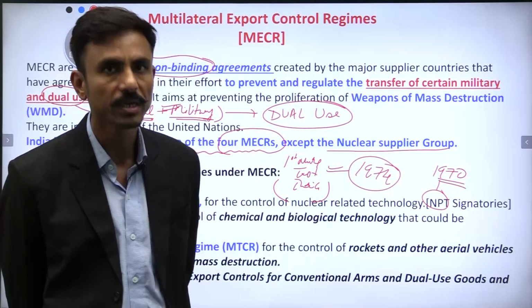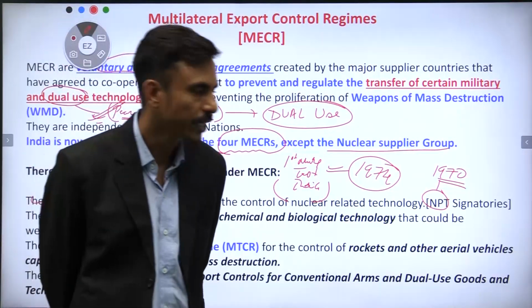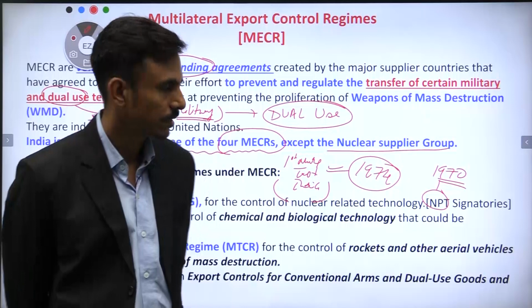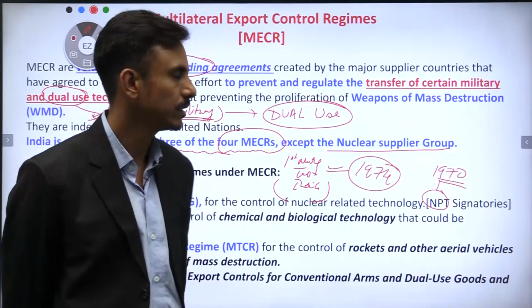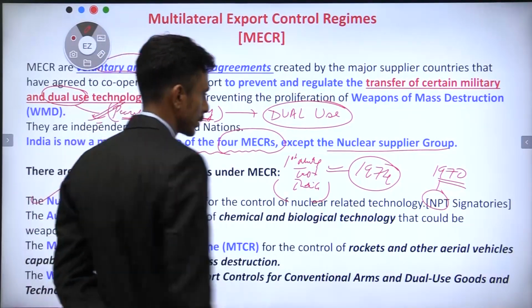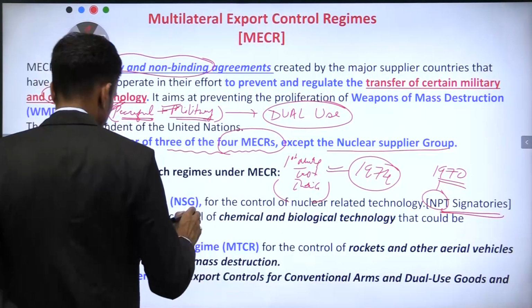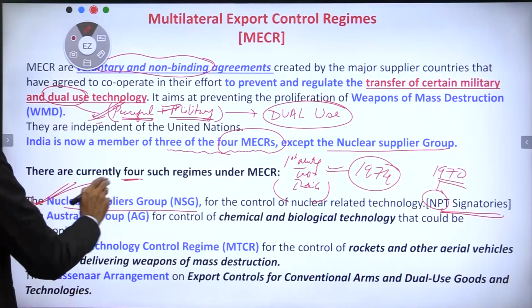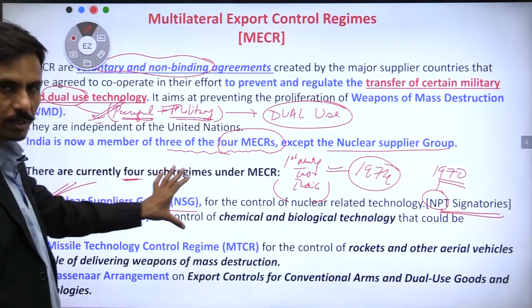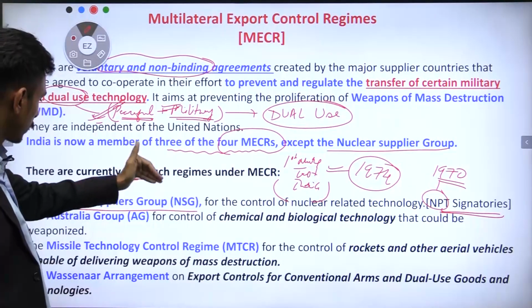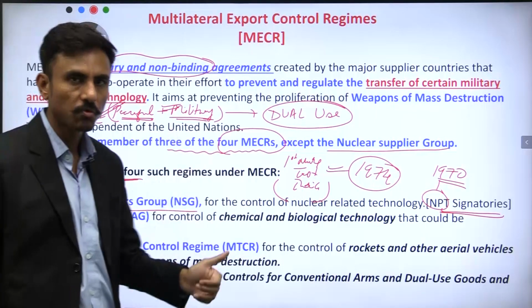Those countries which had already tested nuclear weapons before 1970, like America, UK, etc., are the signatories of the NPT, right? So India is not a part of the NSG, but India does want to become part of the NSG because of its peaceful track record.